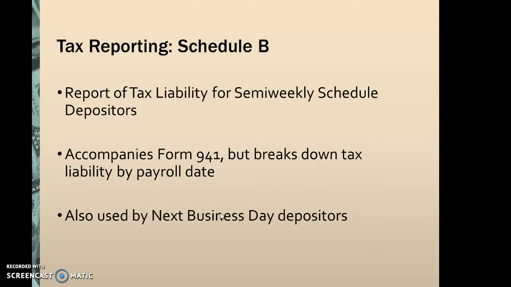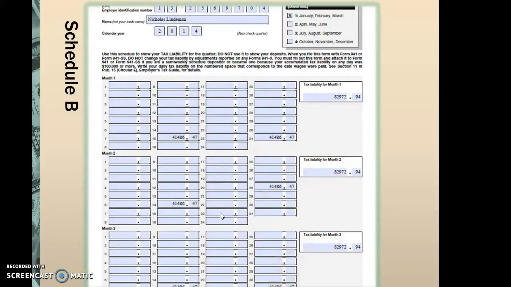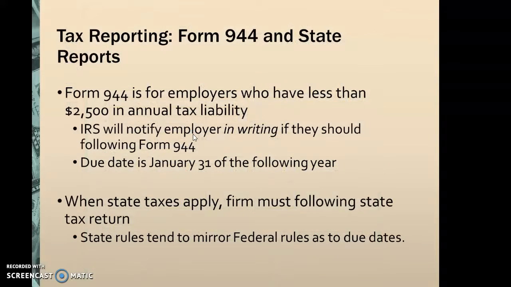On Schedule B, report the taxability for semi-weekly scheduled depositors. It accompanies Form 941, but it breaks down the tax liability by payroll date. And that is on page 161 in your book. So remember, this is for semi-weekly scheduled depositors. So same type of information, but in this case, we have to show our tax liability for month 1, month 2, and month 3. And we will be going through this in an exercise.